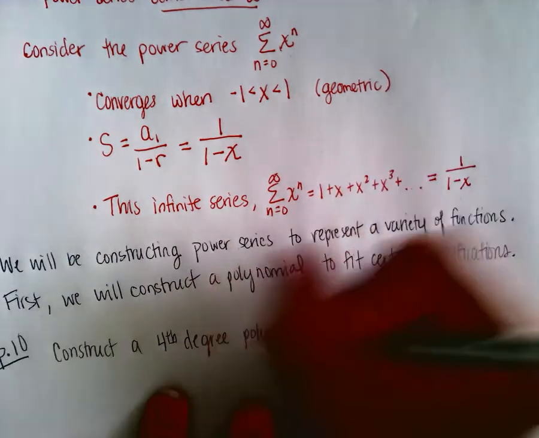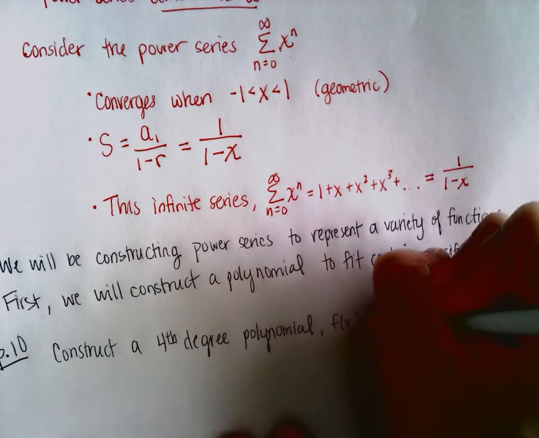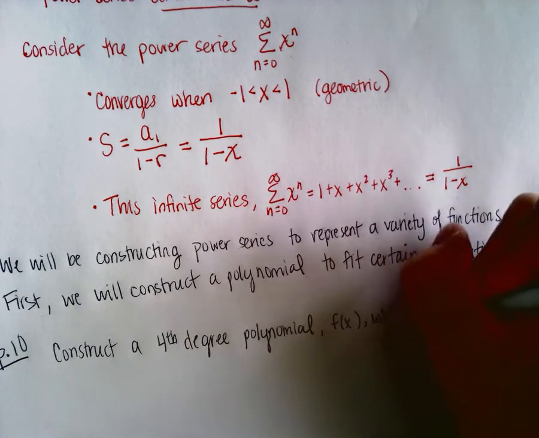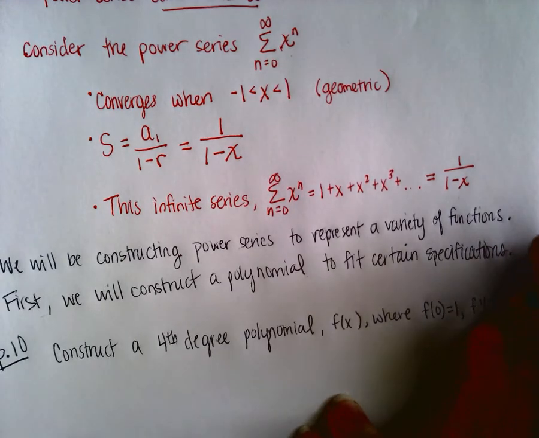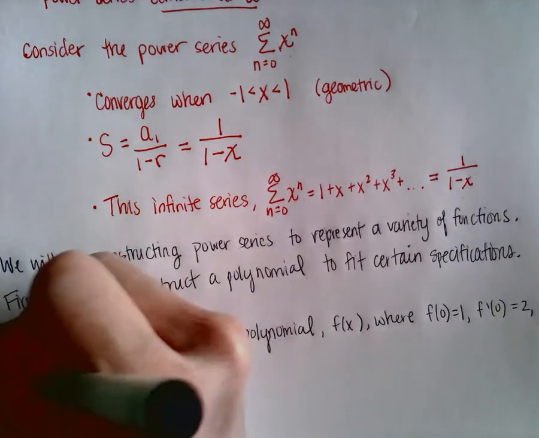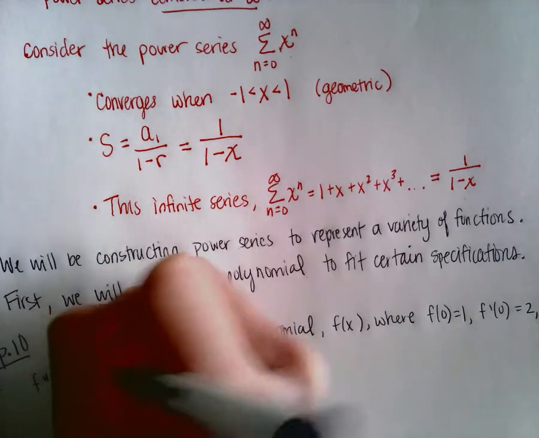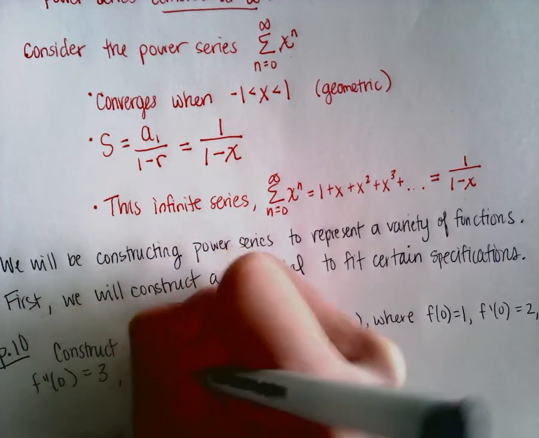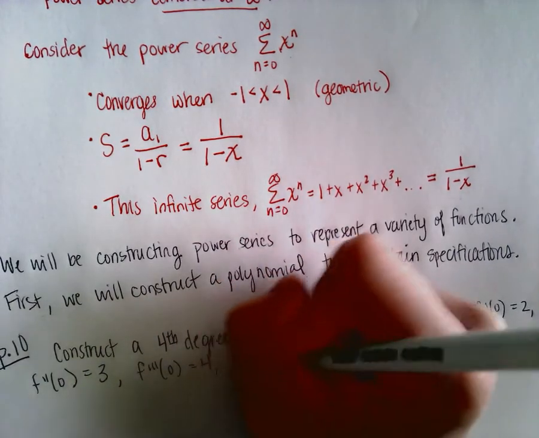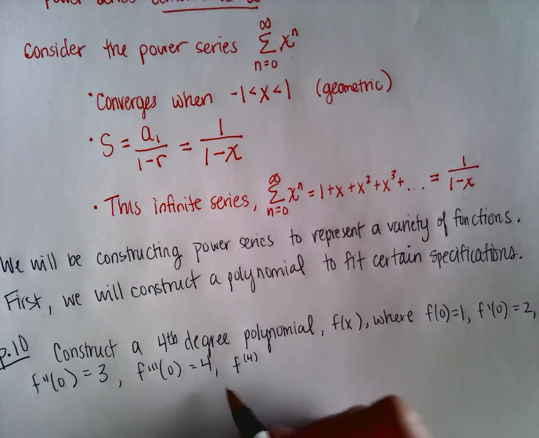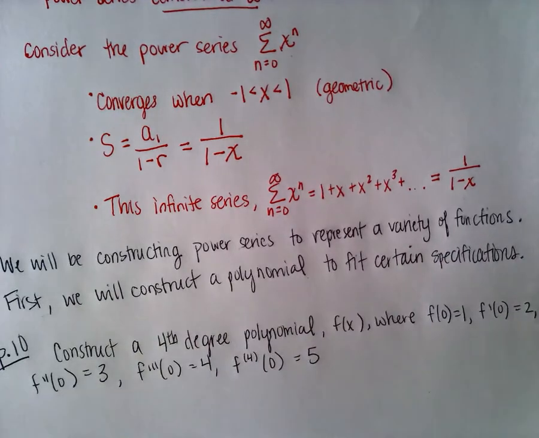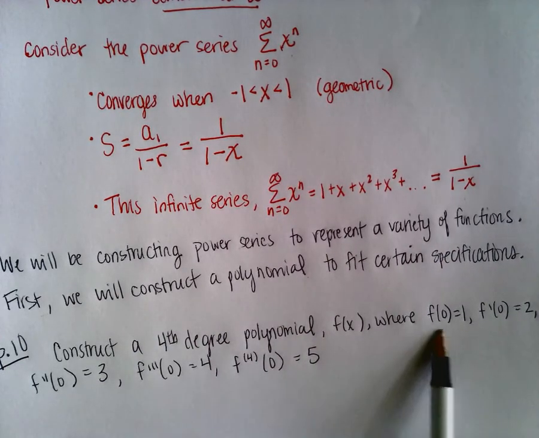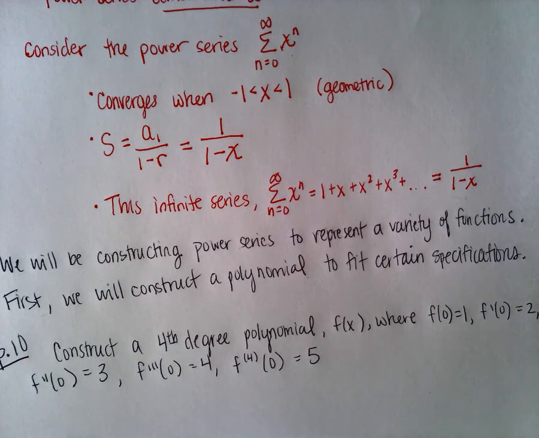Construct a 4th degree polynomial f of x, where f of 0 equals 1, f prime of 0 equals 2, f double prime of 0 equals 3, f triple prime of 0 equals 4, and the fourth derivative at 0 is 5. So that's all I'm telling you. I'm telling you the function value at 0, and the first, second, third, and fourth derivatives at 0. And using that information, you should be able to come up with a function that fits all of these criteria.